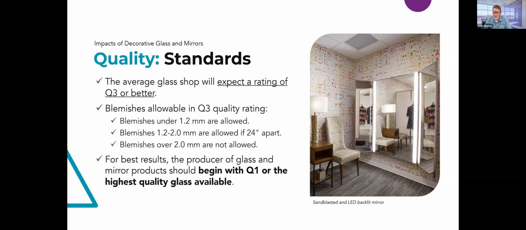And as it says here, for the best results, the producer of glass and mirror products should begin with Q1 or the highest quality glass available. And I'll say that's also a good rule of thumb for any coated interior high-end glass.